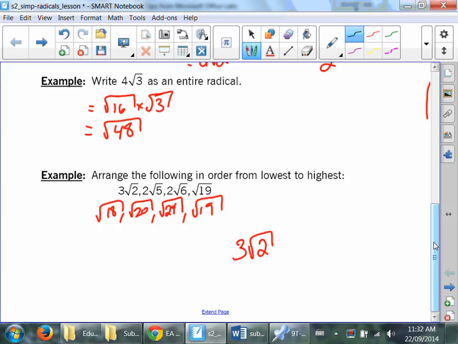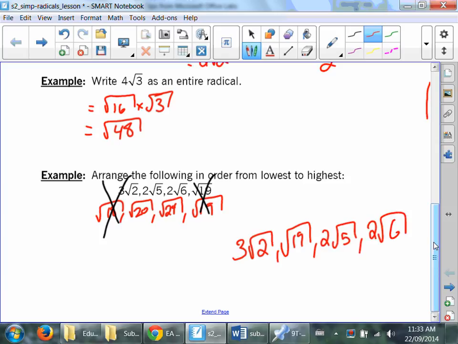Okay, so we got 3 root 2. What one's next? The root of 19 is the next one, so we write out that one. So that one's gone. It's toast. Then we get the root of 20, which is 2 root 5. So that one's the next lowest. And by process of elimination, 2 root 6 is the last one. So that's how we write those numbers in order from lowest to highest. So we write them all as entire radicals and then rearrange them.